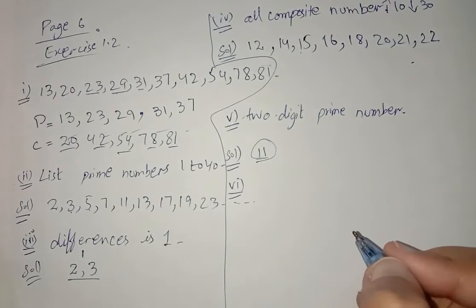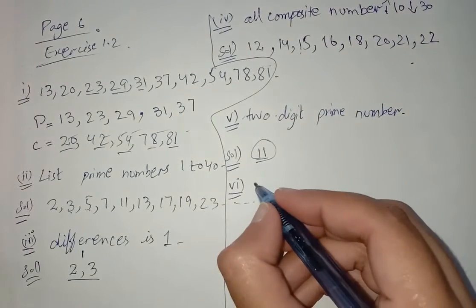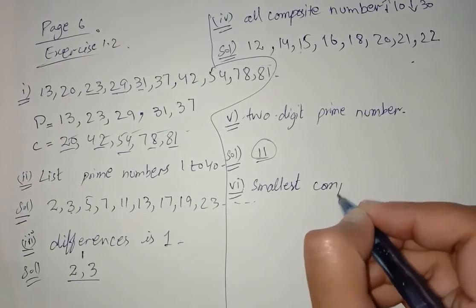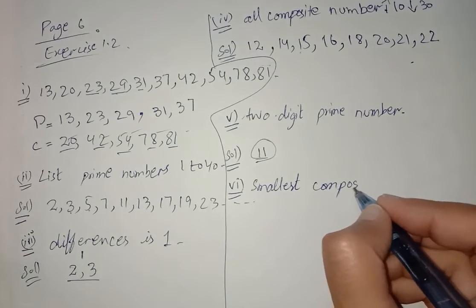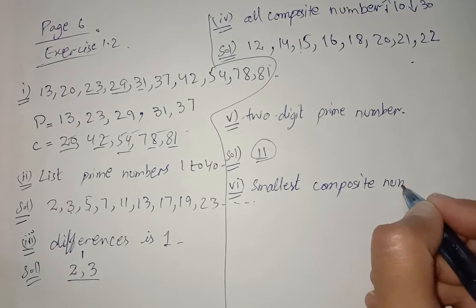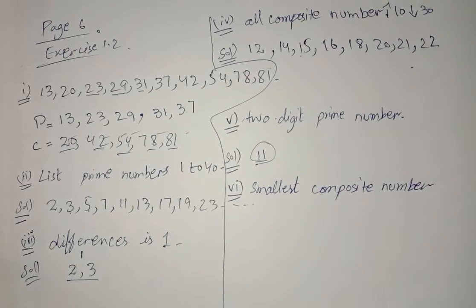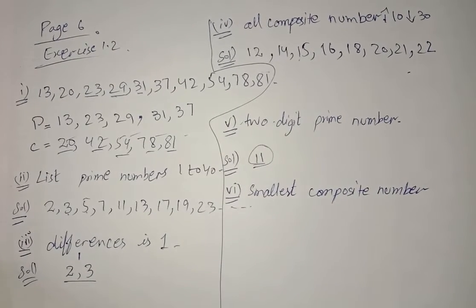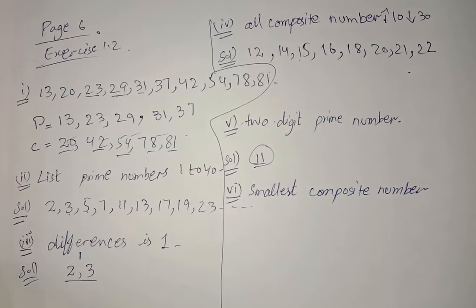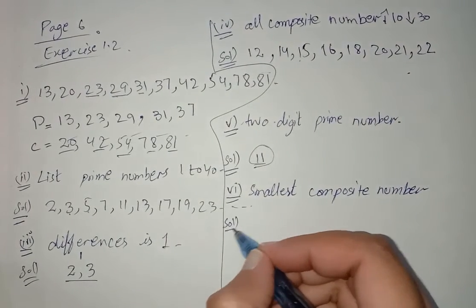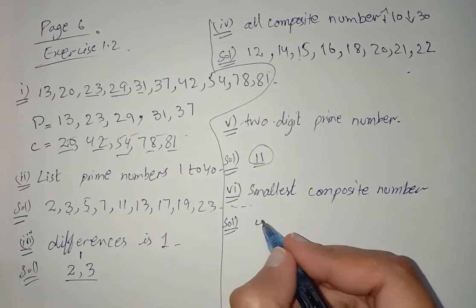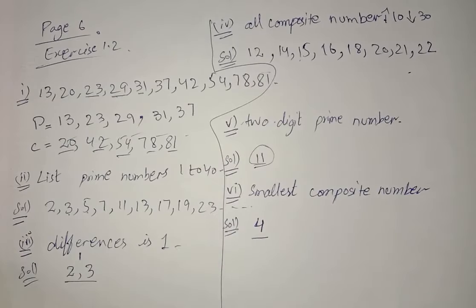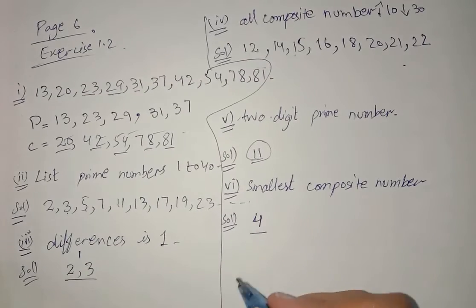Part number 6. What is the smallest composite number? The smallest composite number is 4, because 4 is a composite number and it is the smallest.